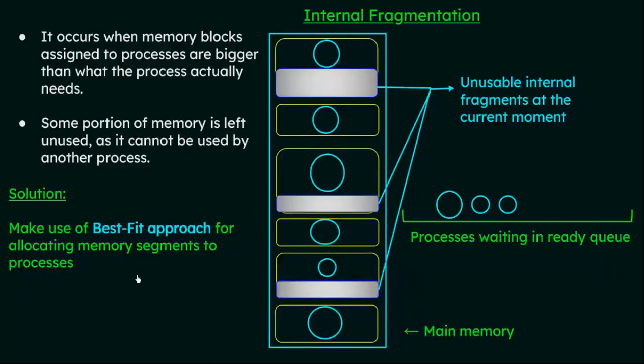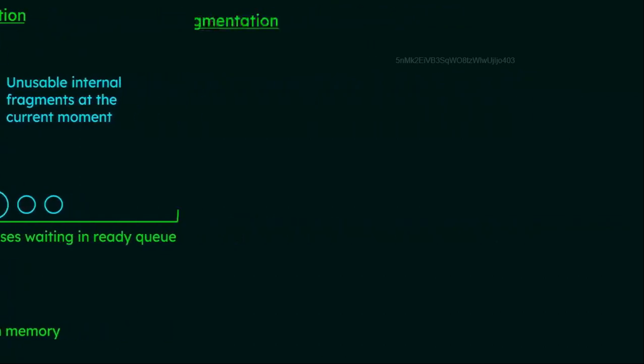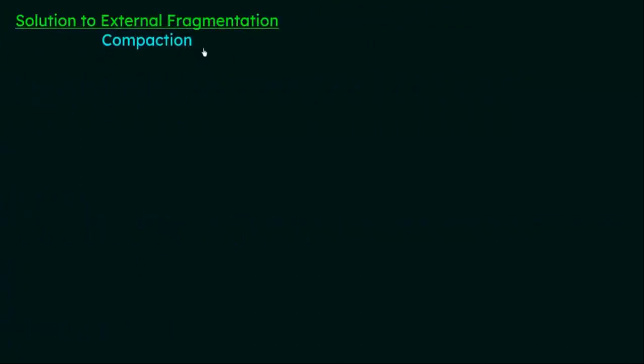We have discussed the problem, but we didn't discuss any solution to that. So let us see now if there is any solution to external fragmentation as well. Coming to the solution to external fragmentation, we have a solution which is called compaction. Compaction is a solution to external fragmentation. So let us see what we mean by this compaction.